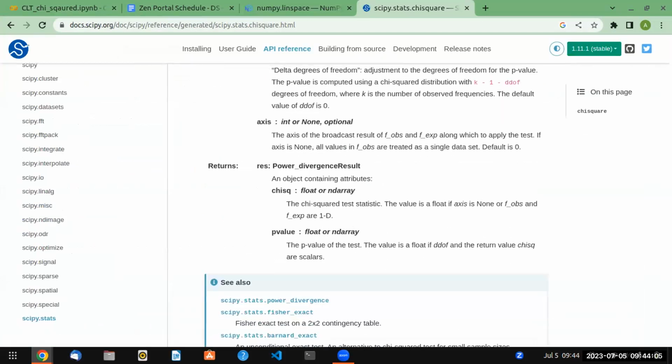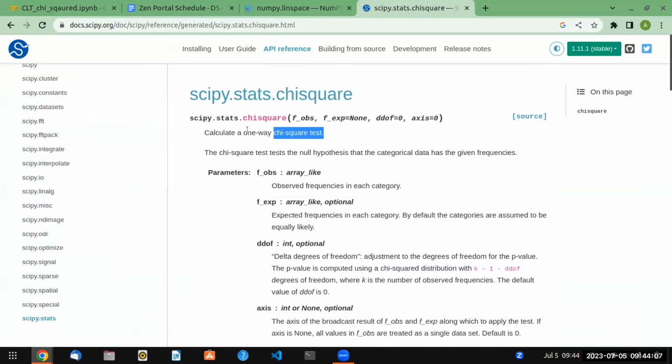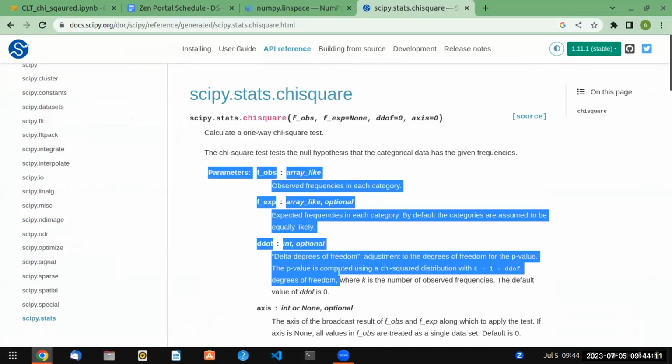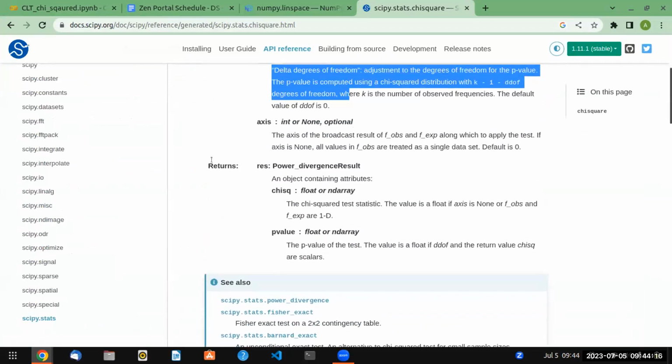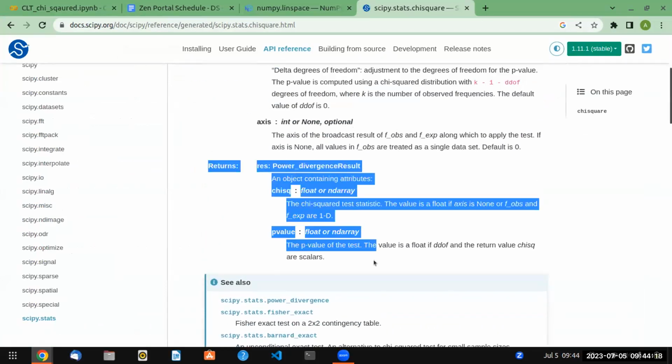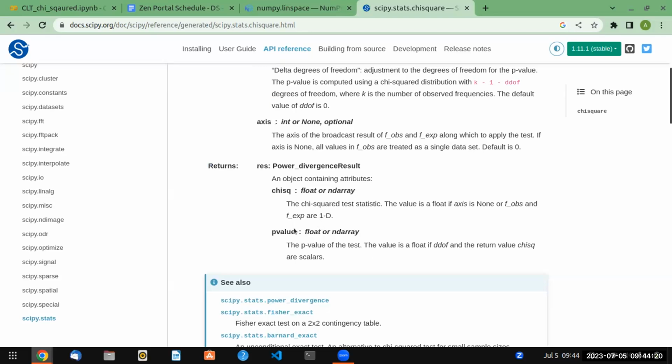See, this is a function that calculates a one-way chi-square test, right? These are the parameters. And this function returns how many values? Two values. One is a p-value. What is p-value and all, we'll see in a few minutes, when we go to the hypothesis testing. And one is the chi-square test statistic.